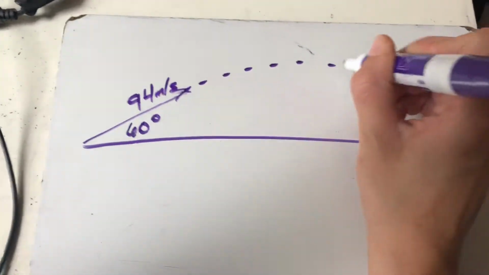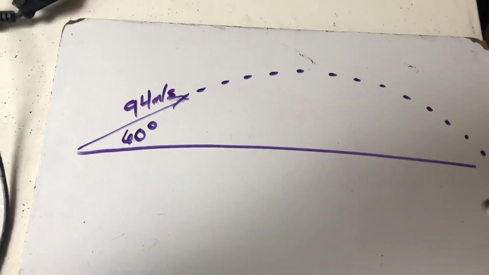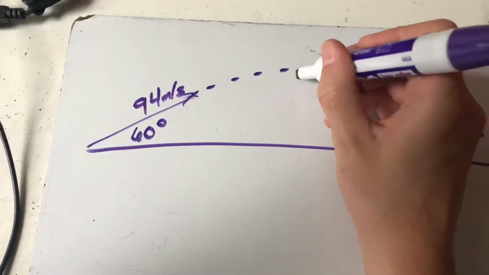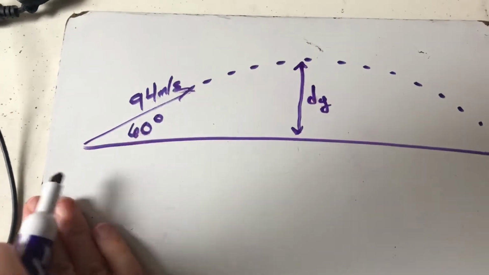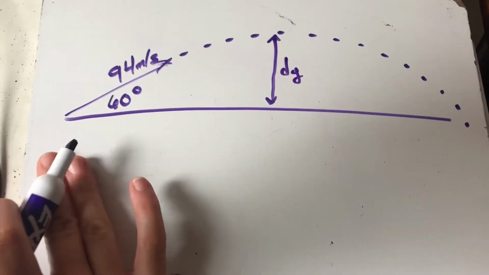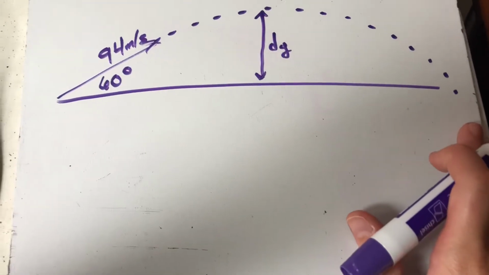And the question asks, what's the maximum height the arrow will reach? So we're looking for this. We could call this dy, I guess. And it's also asking, how far should the archer stand from the bullseye in order to hit his target?